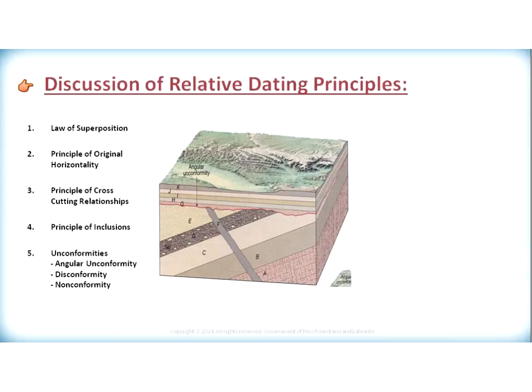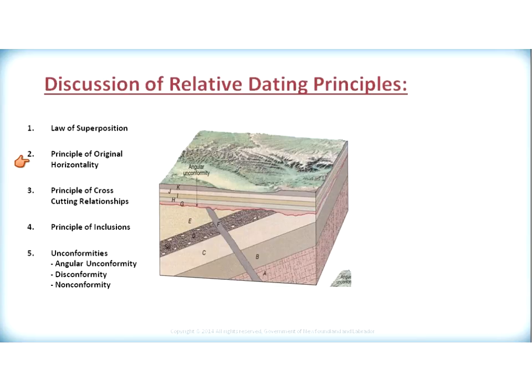So if we want to discuss the principles of relative dating, we can look at the law of superposition. In the diagram to the right, we see that rock layer A is older than rock layer B, which is older than rock layer C, and so on. So the law of superposition states that if the rock layers were undisturbed, the rock layers that are located above are younger than all the rock layers below.